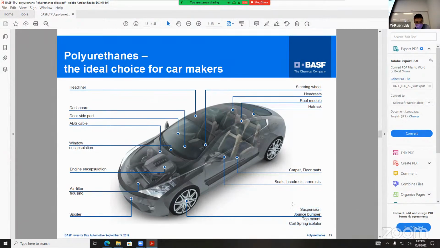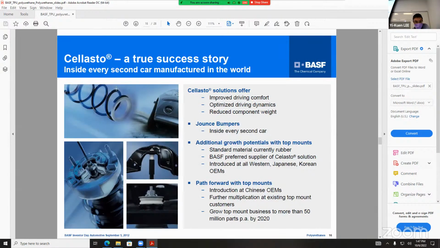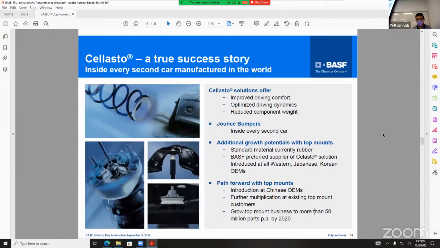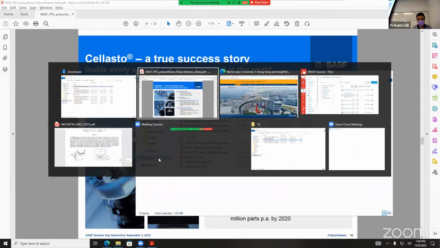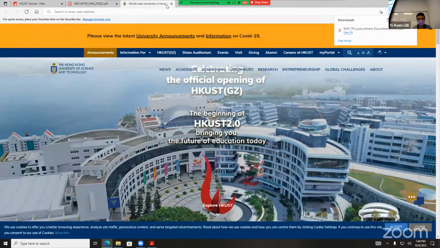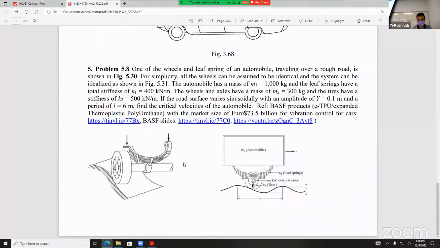Okay, so again, they say about this particular product that in every second car in the world, they have their product. It's not a small business, it's a huge business. Okay, so this is something for you to do as homework. I hope you understand about the real product, real vibration engineering, and I would say it's something useful for you to think about. Although this is a simplified problem, look at the real product.